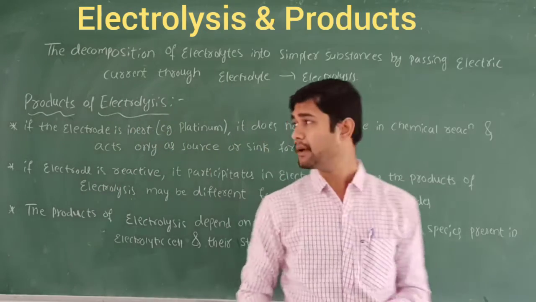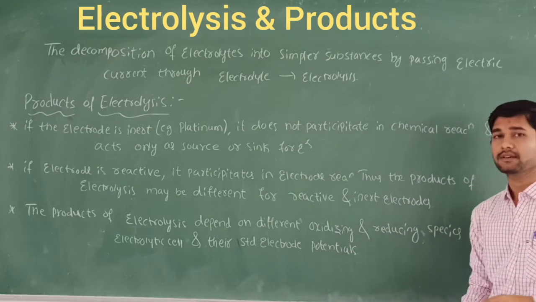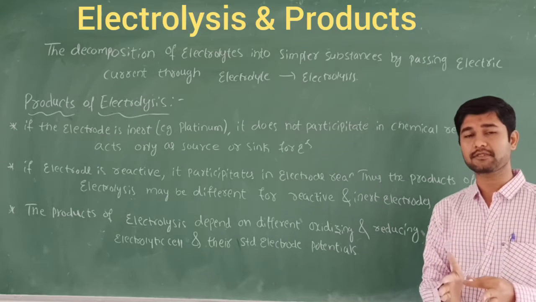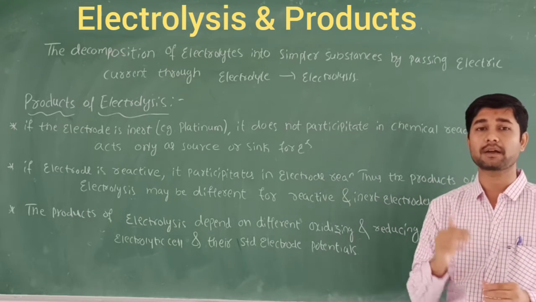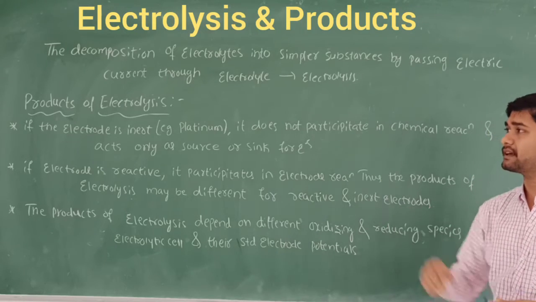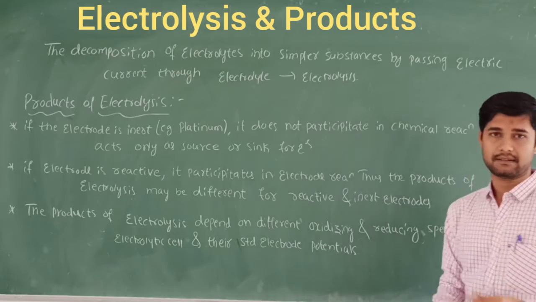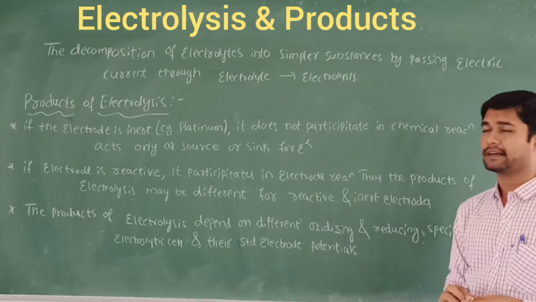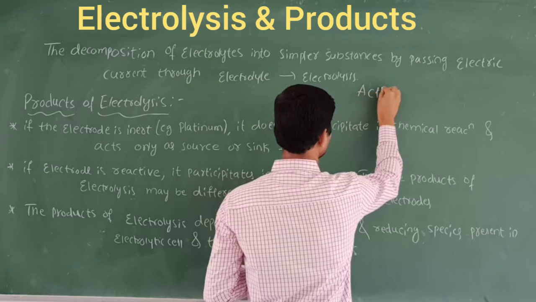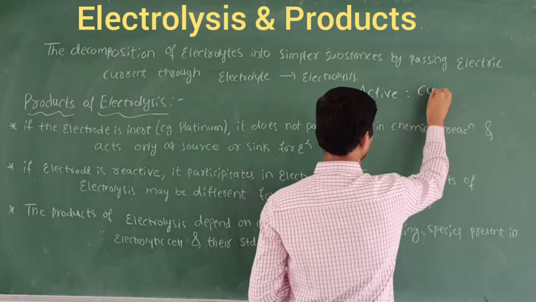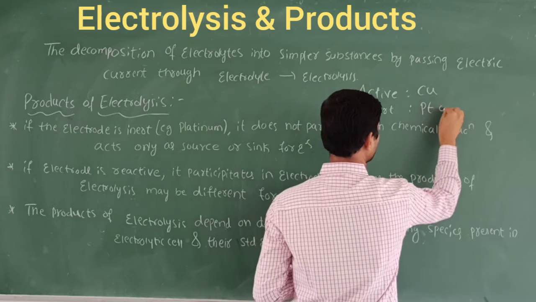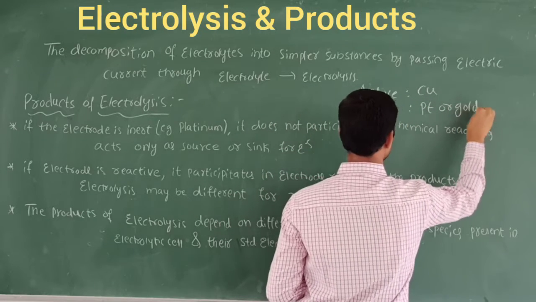So let's discuss the products of electrolysis. The products we obtain mainly depend upon the nature of the material, or what type of electrodes we use. Electrodes come in two categories: inert and active. Active means a metal like copper, and inert means platinum or gold. These are the examples for inert.